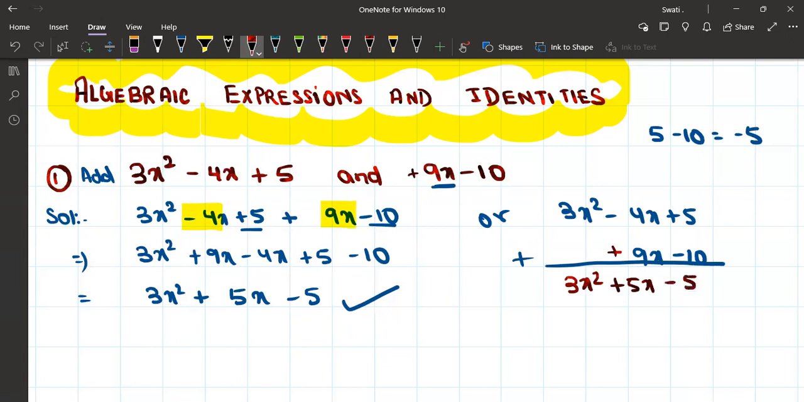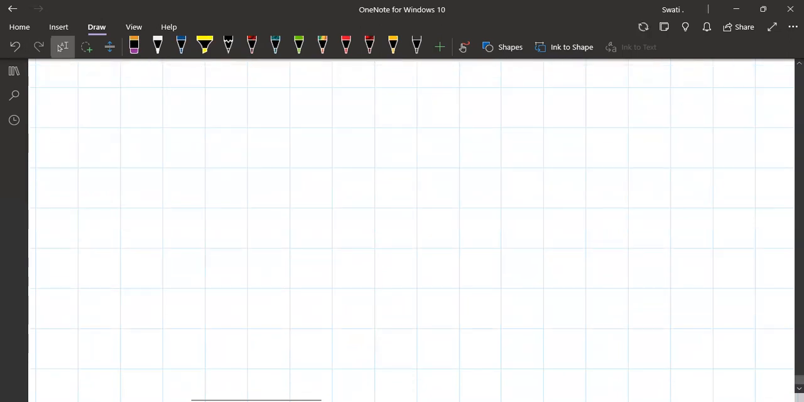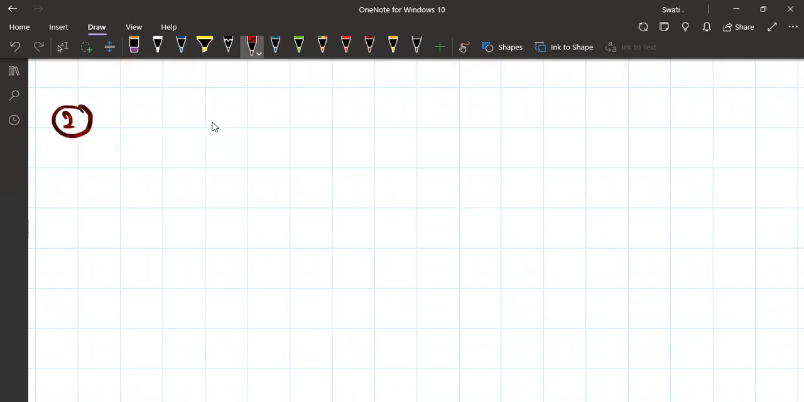See, I have got the same answer. Here I just solved this vertically, I can say, and here I have solved it horizontally. So whatever method you want to use, you can use. I'm very much comfortable with the first method, so that is why I'm going to use the first method for the rest of the questions. Next question, let's write down.